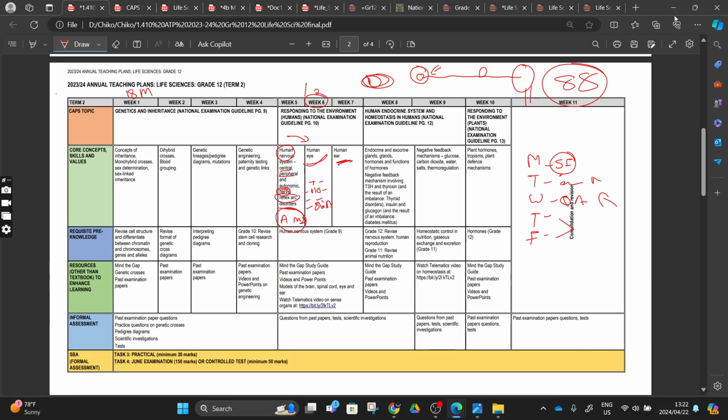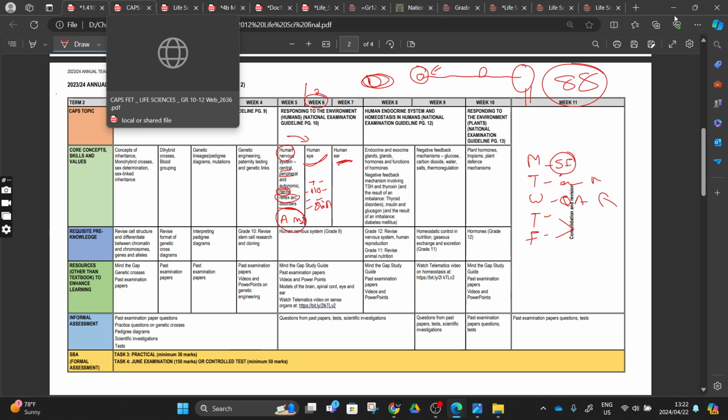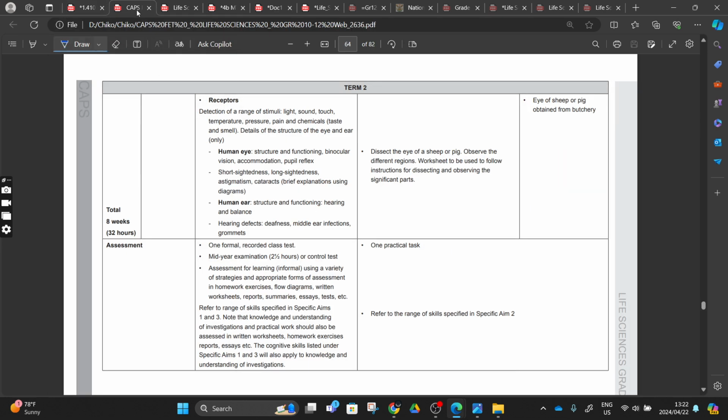Okay, welcome guys. Responding to the environment, let's move on. Moving with our section, we'll pass by our CAPS. We can see that in our CAPS, these two topics fall under the main topic of receptors. We said that receptors are the structures that convert stimuli into impulses. They are for the detection of a range of stimuli. This range of stimuli can be light.